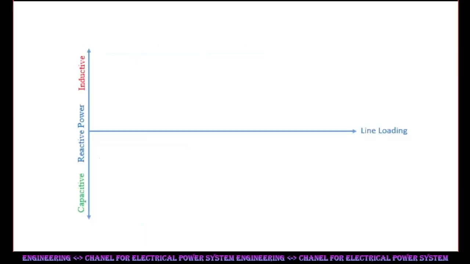This is a chart of reactive power versus loading on the line. Inductive reactive power is considered positive as per general convention. Therefore, capacitive reactive power is negative because it is opposite to inductive power. Hence, the green curve of capacitive power appears below the x-axis on the chart.